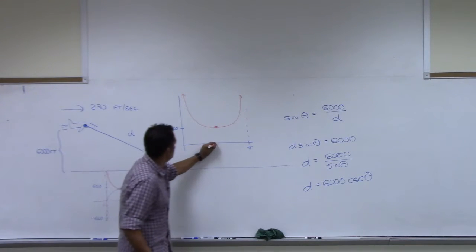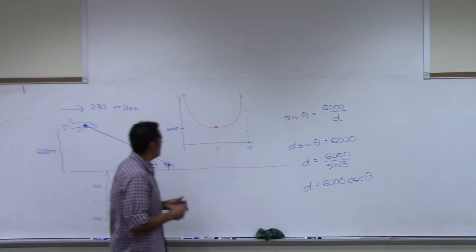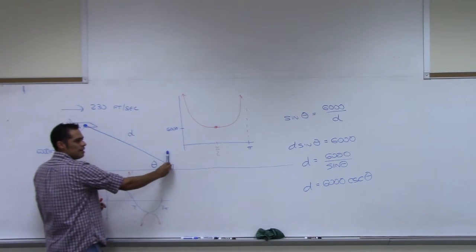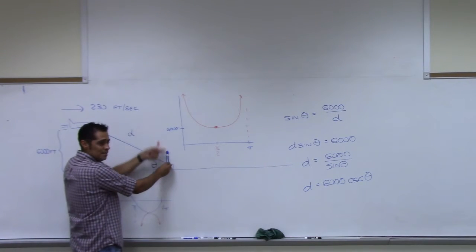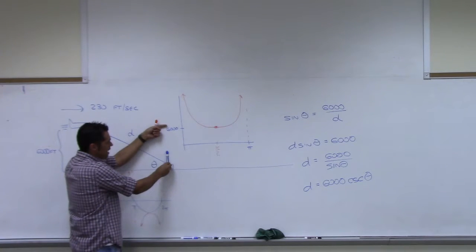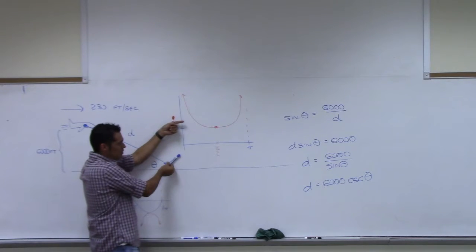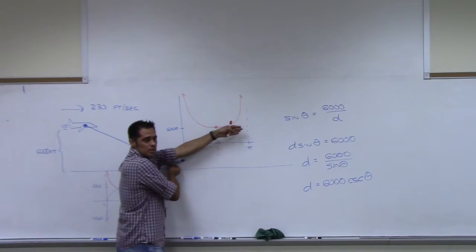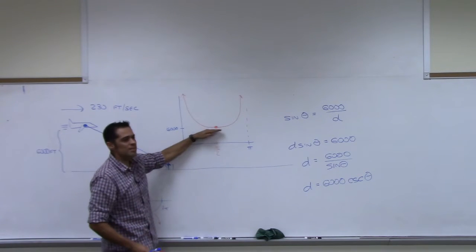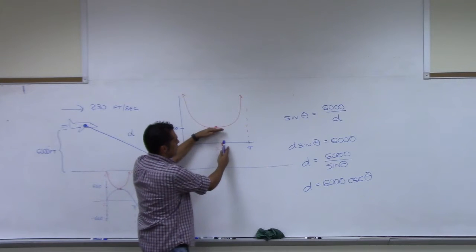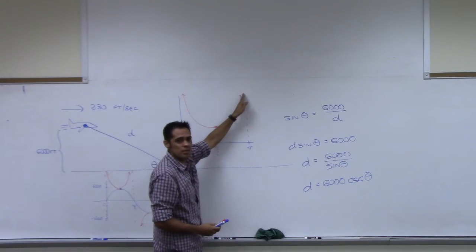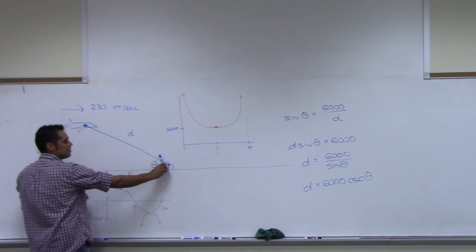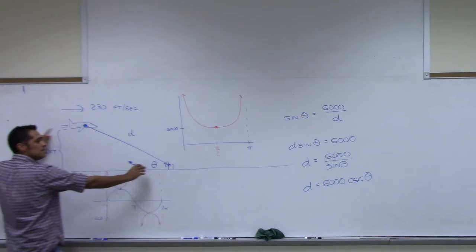What is happening at pi over 2? What's the value of the function at pi over 2? 6,000. When you're at pi over 2, you're straight up, right? That means the plane's up here, which means it's exactly 6,000. As the angle gets bigger and starts approaching pi, the distance is getting bigger between you and the plane, and that function shows that. As your angle gets bigger, you asymptotically approach infinity. And it's the same way the other direction. As the angle gets smaller towards 0, the plane is further away.